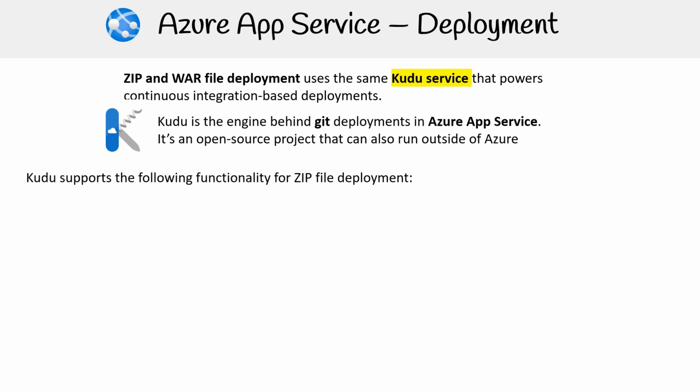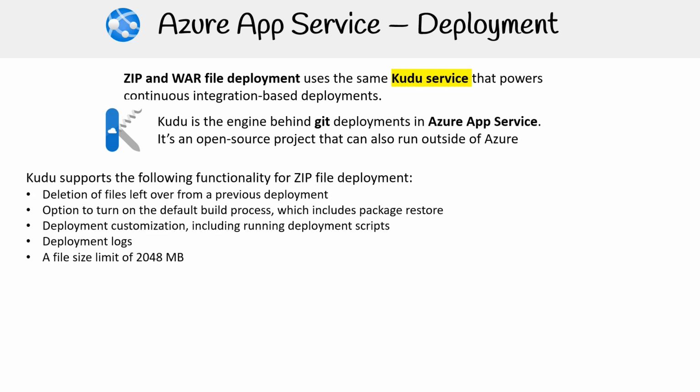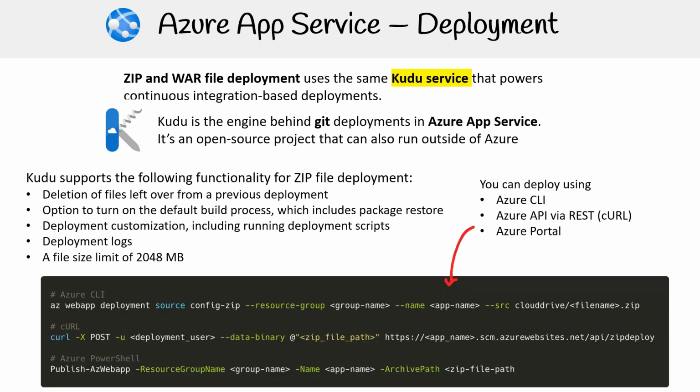Kudu supports the following functionality for zip file deployment: deletion of files left over from a previous deployment, option to turn on the default build process, which includes package restore, deployment customization, including running deployment scripts, deployment logs, and a file size limit of 2048 megabytes. You can deploy using Azure CLI, Azure API via REST, and Azure Portal.